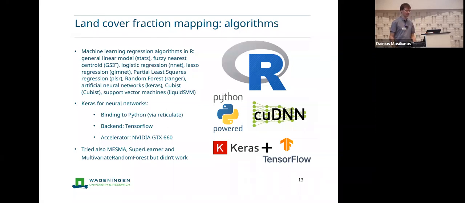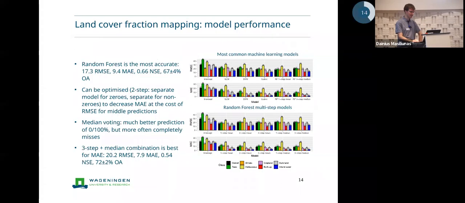So at least in theory, it should be less effective than using a model that outright gives you all of the different classes with it summing up to 100%, just like artificial neural networks do. But in the end, the result was a bit surprising because that was not what won. And random forest turned out to be the most accurate in this case. We achieved a mean absolute error of 9.4 using the one-step model and an RMSE of 17.3.